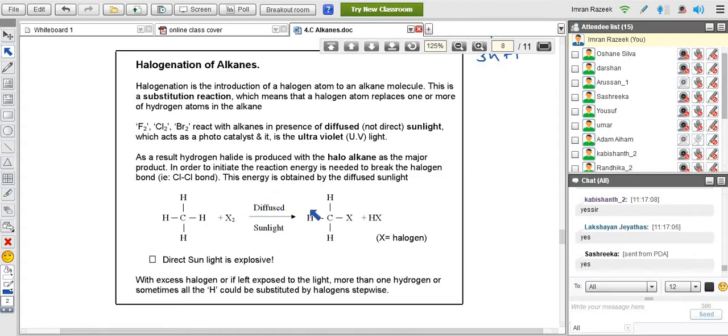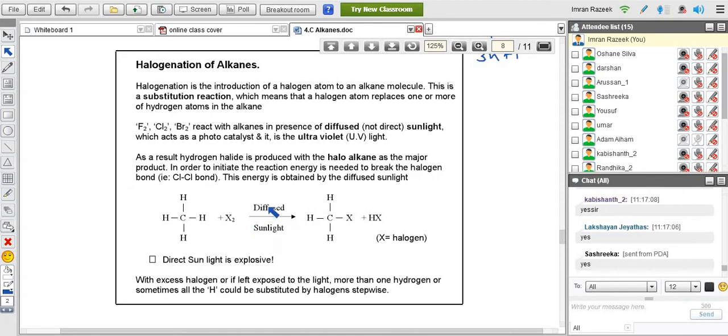In that case, you can convert alkane to a haloalkane. Haloalkane is halogenoalkane. So the fluorine, chlorine, bromine, of course not iodine, because the iodine bond is very strong. So the normal light or the UV light is not sufficient to break the iodine bond. But fluorine, chlorine, bromine will interact with the alkanes in the presence of diffuse sunlight to form haloalkanes. Direct sunlight is explosive, so that's why we don't use direct sunlight.